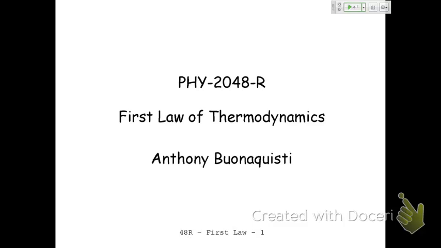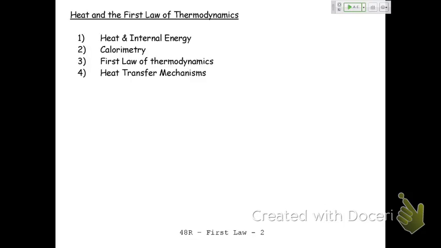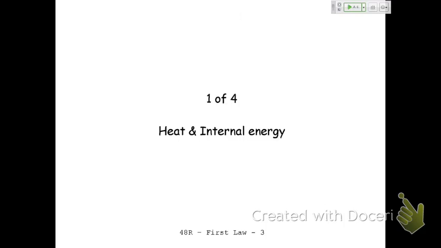So welcome. This is the first law of thermodynamics. There's a zeroth law, first law, second law. We're going to do the first law. I'm going to talk about things like heat and internal energy. We're going to talk about calorimetry. And then we'll talk about the first law and heat transfer mechanisms.